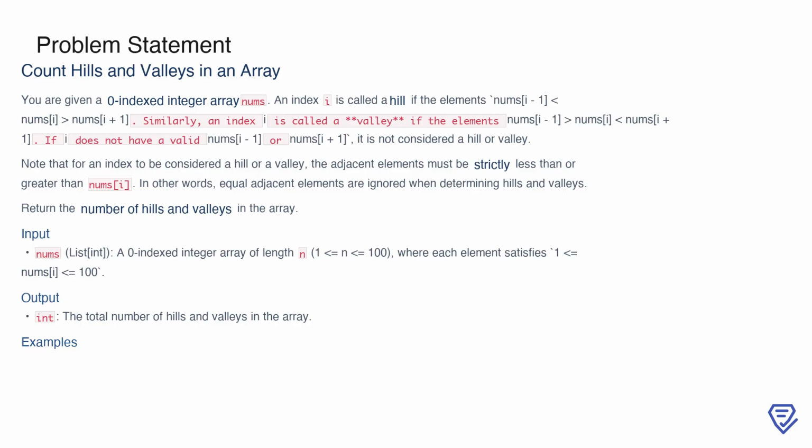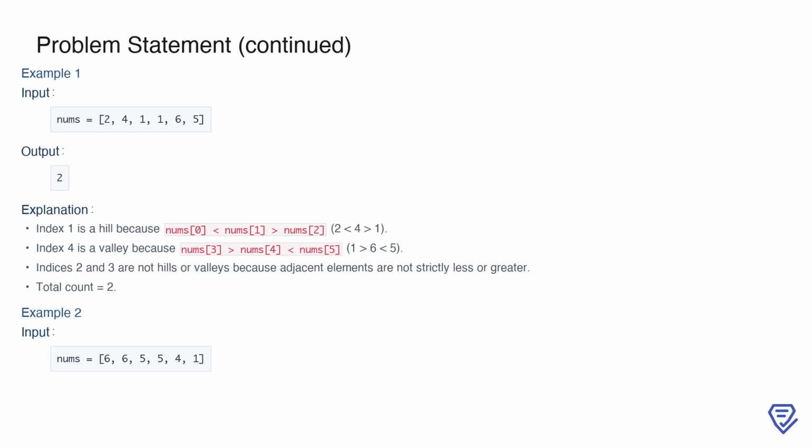Additionally, if an index does not have both a left and a right neighbor, such as the first or last element in the array, it cannot be considered a hill or valley. Our goal is to return the total number of hills and valleys in the array. Let's look at an example to clarify.